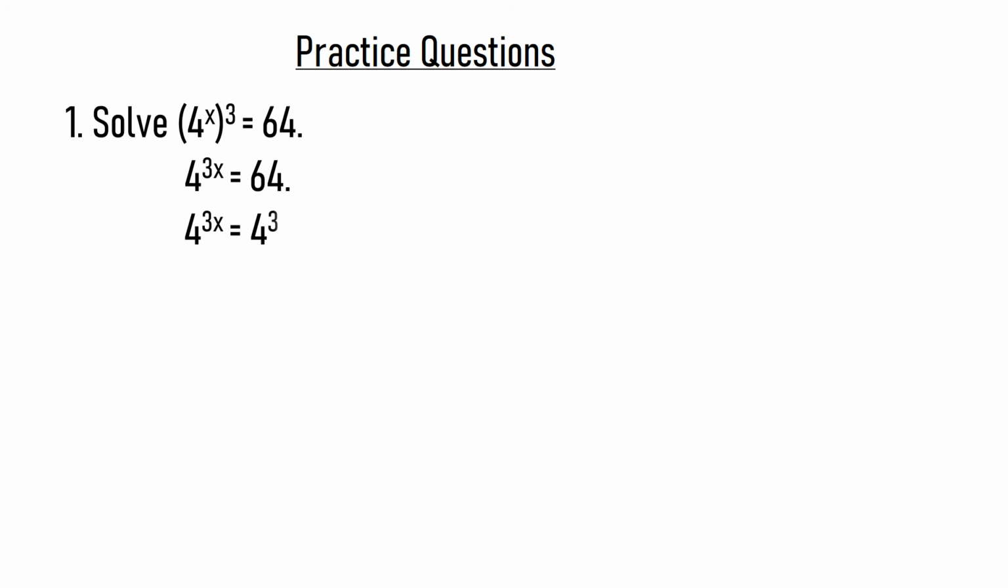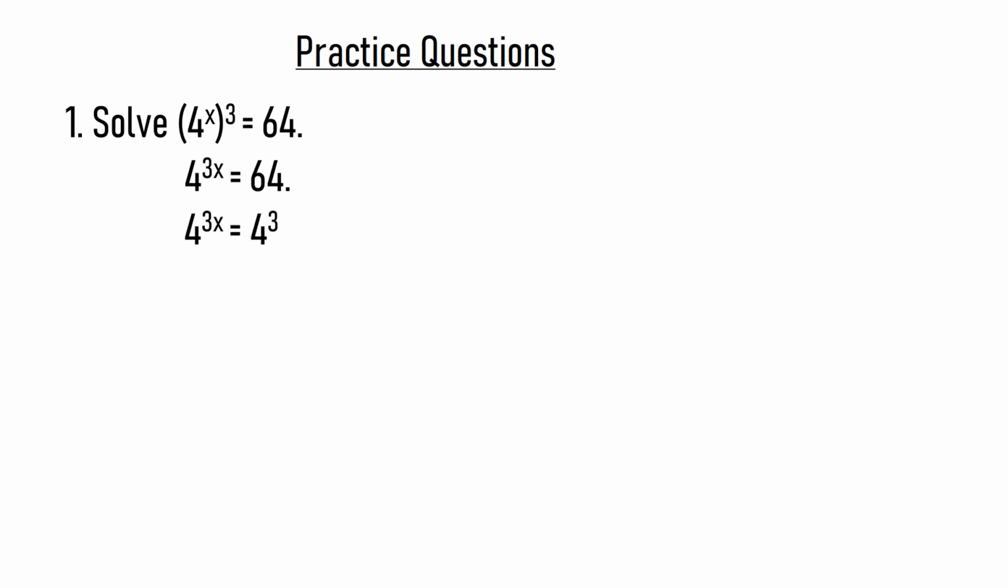Some practice questions. 1. Solve 4 power x raised to power 3, equal to 64. We want to get the value of x in this question. So we are going to multiply the powers. So we have 4 power 3x being equal to 64. 64 can be expressed to base 4, and this is 4 power 3.